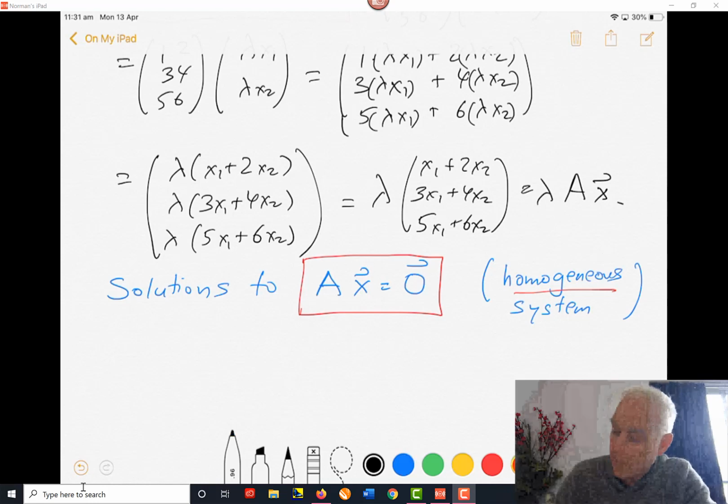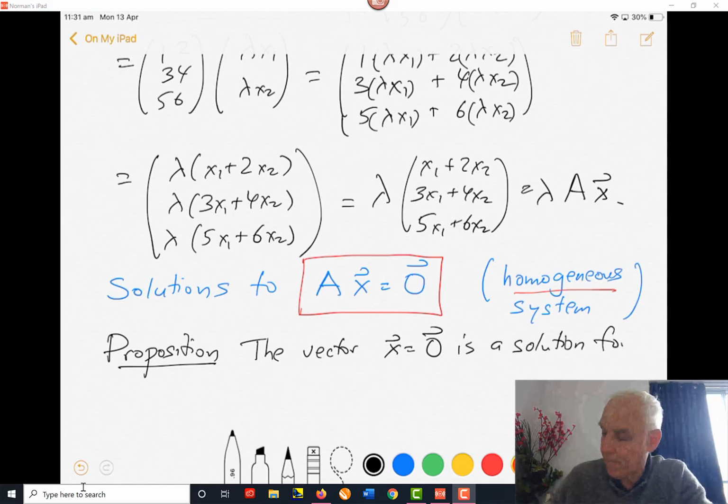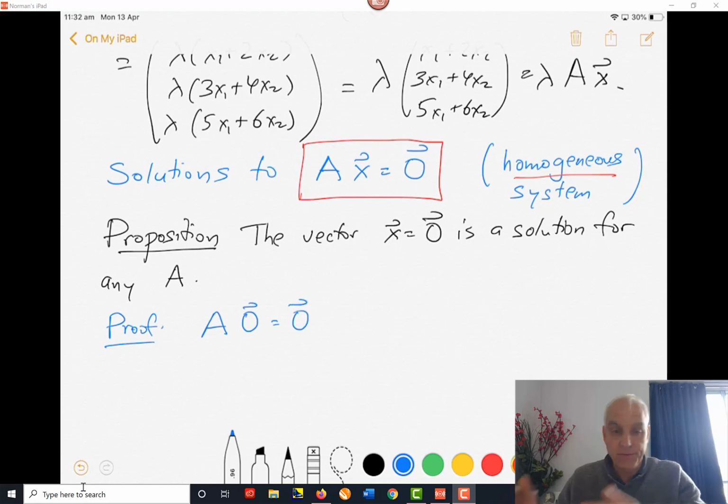So what can we say about such a somewhat simpler system? Proposition: the vector x equals 0 is a solution, no matter what A is, for any A. And that's completely obvious, because if we take the matrix A and we multiply by the 0 vector, we're going to get 0, because all of those products are 0. So it's immediate.